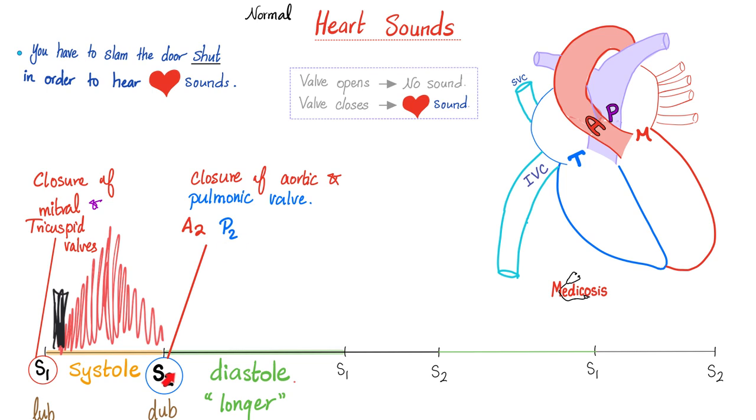Moreover, recall that the S2 is made of A2 followed by P2. Normally, A2 is heard before P2. But in cases of aortic stenosis, because we are overwhelming the left side, guess what's going to happen? This A2 will be heard after P2. And what do you call this? Well, this is a paradox. So we call it paradoxical splitting of the second heart sound. Instead of A2, P2, now we hear it P2, A2.